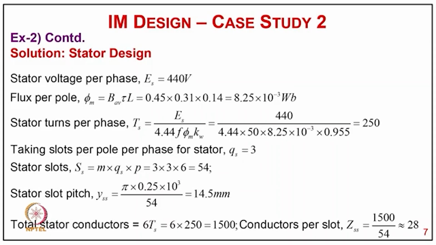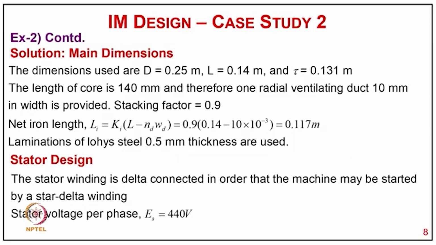The total number of conductors we can now calculate as 6 Ts. It is a 3-phase winding, and each turn has 2 conductors, so it becomes 6 Ts for the 3-phase winding. That comes to 6 into 250, that is 1500. So conductors per slot we can round off: Zss equal to 1500 upon 54, which comes to 28 as a round off. And now we can of course go back again to get the total number of turns.